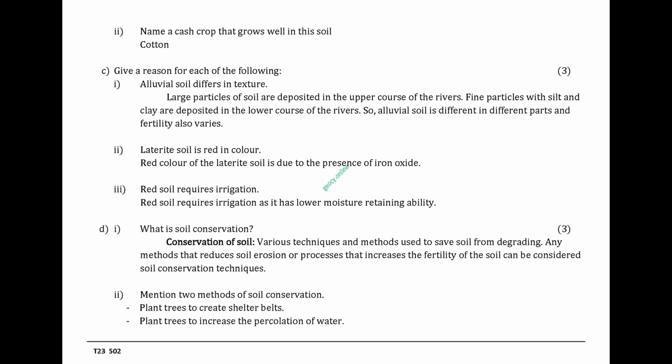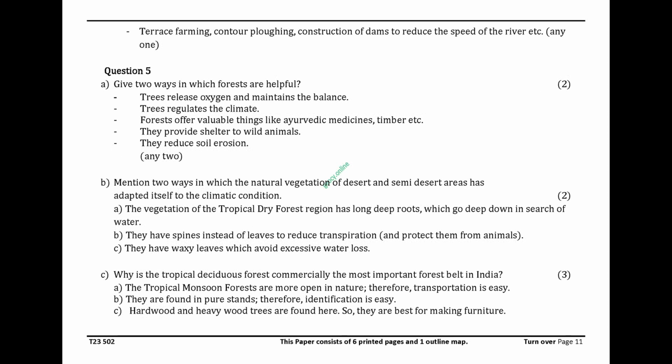What is soil conservation? Conservation of soil refers to various techniques and methods used to save soil from degrading. Any methods that reduce soil erosion or processes that increase the fertility of the soil can be considered soil conservation techniques. Mention two methods of soil conservation. Plant trees to create shelter belts. Plant trees to increase the percolation of water. Terrace farming, contour plowing, construction of dams to reduce the speed of the river, etc.